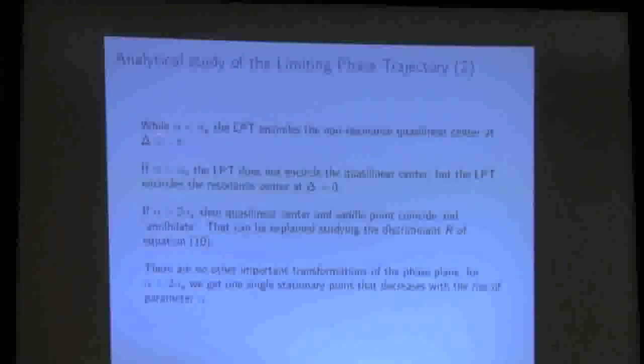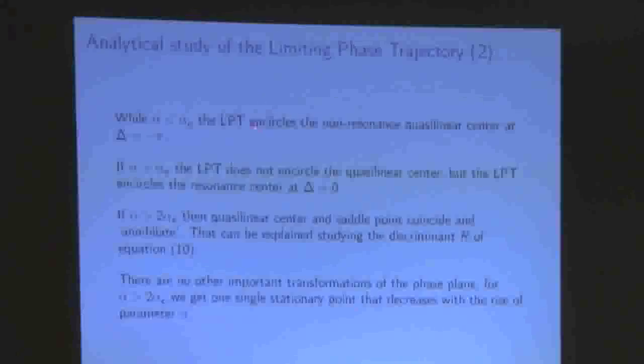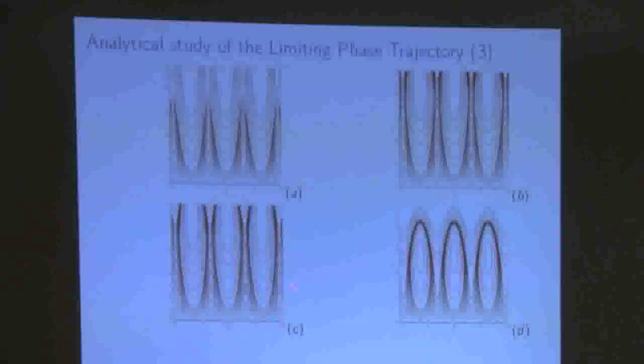So again, for the limiting phase trajectory, we could say that if alpha is smaller than the critical value, the H equals 0 curve encircles the non-resonance quasi-linear center. If alpha is greater than the critical value, it is no longer true, but the curve H equals 0 encircles the resonance center at delta equals 0. If alpha is greater than 2 alpha critical, you have this situation, and nothing new occurs for greater values of alpha. So we could plot such figures.